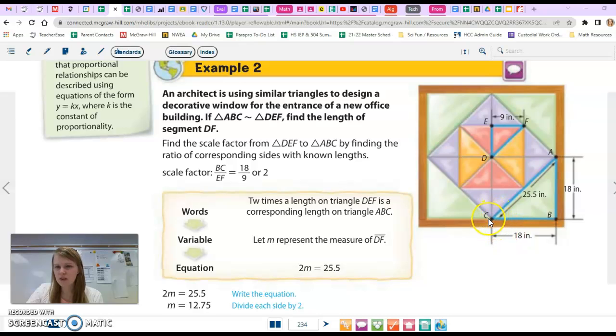That matches up with DEF, so that matches up with AC. So if this is 25.5, something was multiplied by 2 to give us 25.5. So let's use that scale factor of 2 times M, they just chose M to represent this length, equals 25.5. So we're saying this number times 2 gives us this one. So we are going to then do what? We need to get M on a side by itself. Divide by 2. That's going to give us 12.75 as that value. 12.75 is the length of DF.